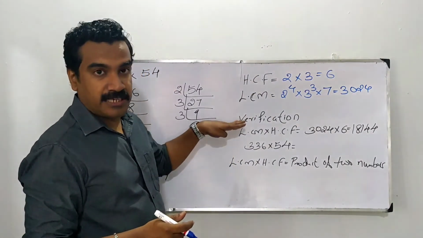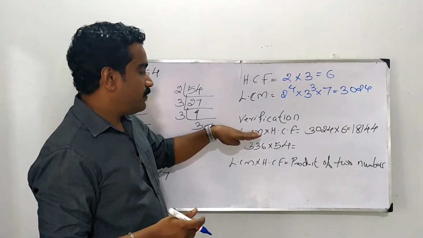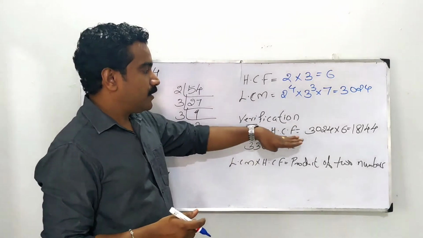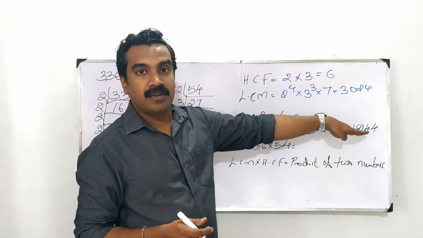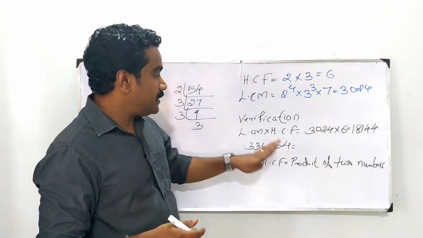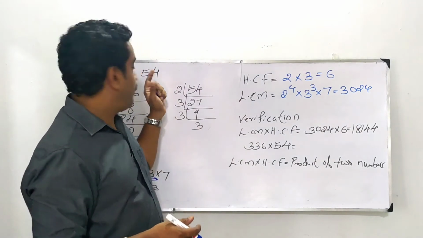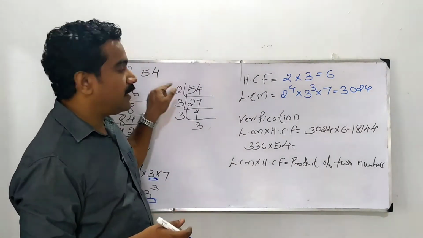Then we want the verification. The last step is the verification. We want to find LCM into HCF. That is 3024 into 6. That is 18144. And the product of the numbers, multiply this 336 and 54.